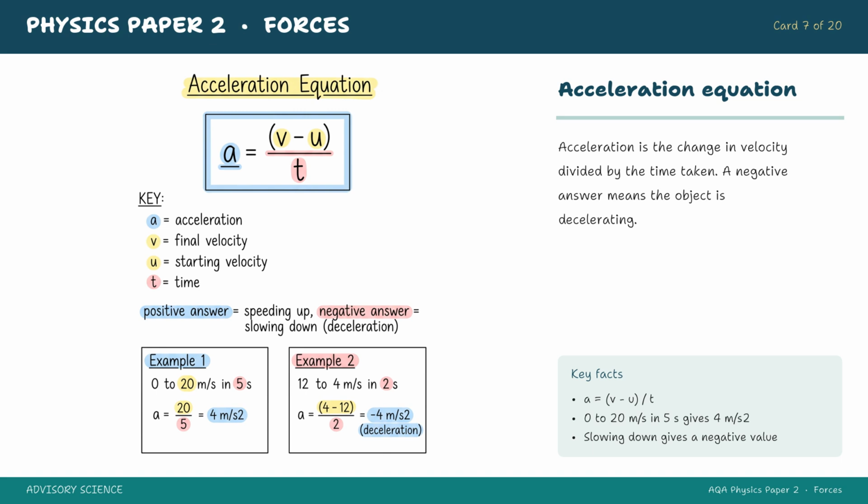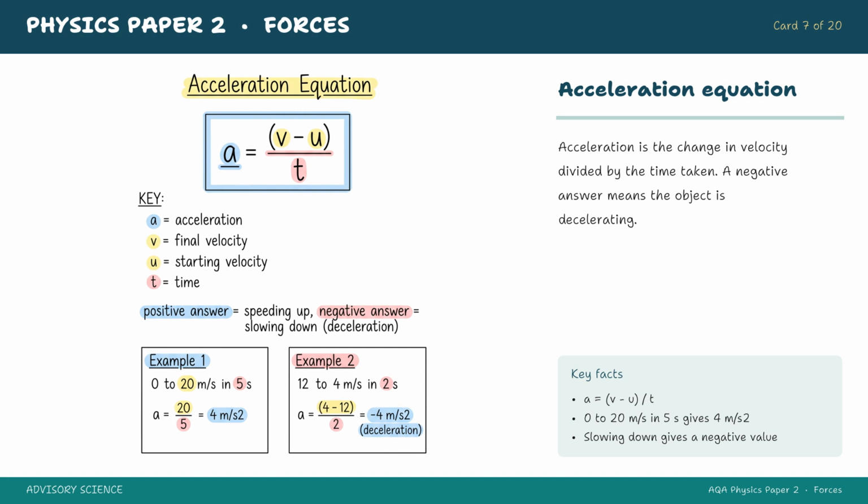Acceleration equals 4 minus 12 divided by 2. That gives minus 8 divided by 2, which equals minus 4 meters per second squared. The negative sign tells us the cyclist is slowing down, so this is deceleration. In the exam, always start by writing down u, v, t, and a. Then identify the one you need to find before substituting the others into the equation.